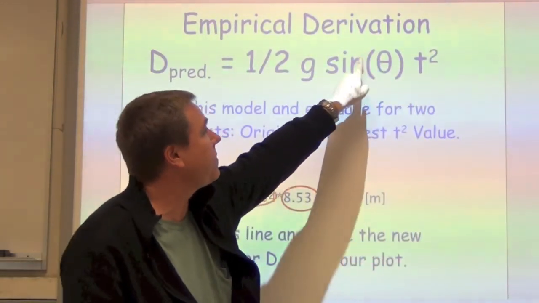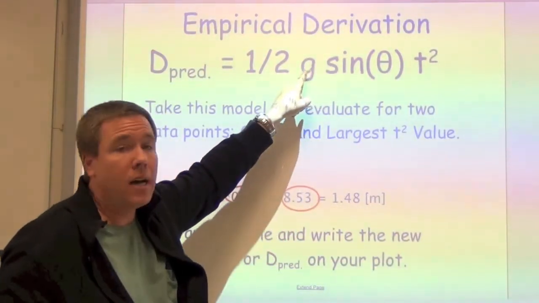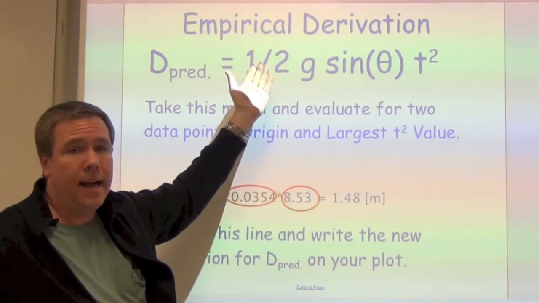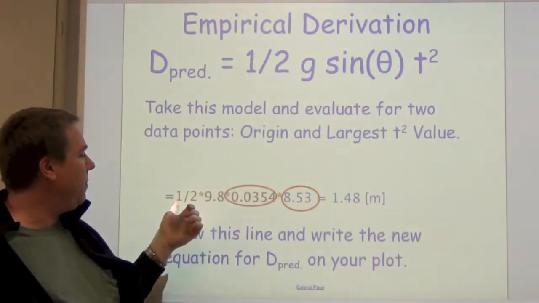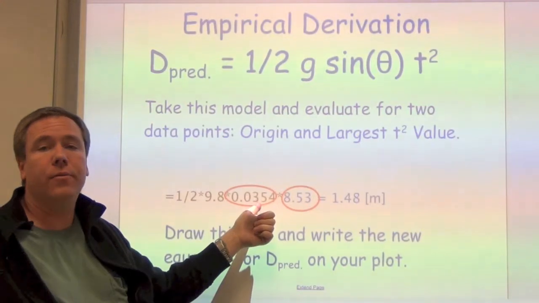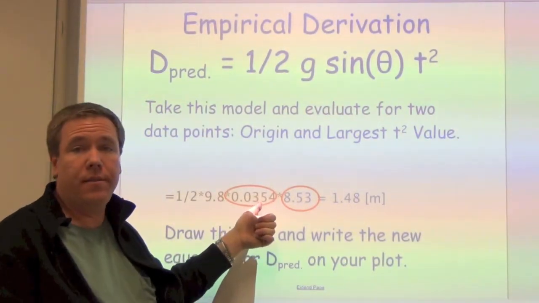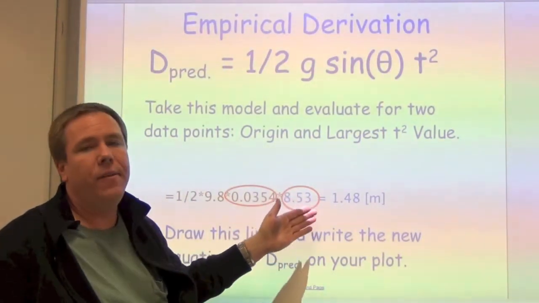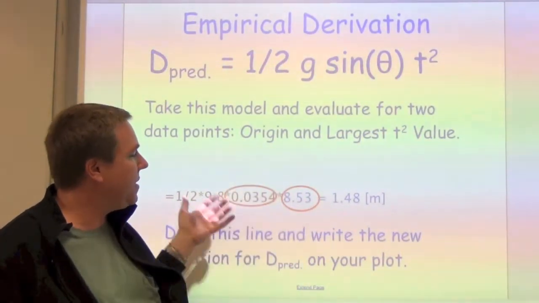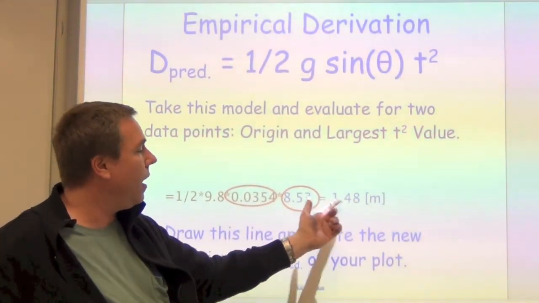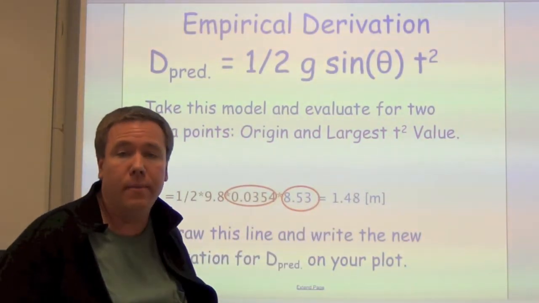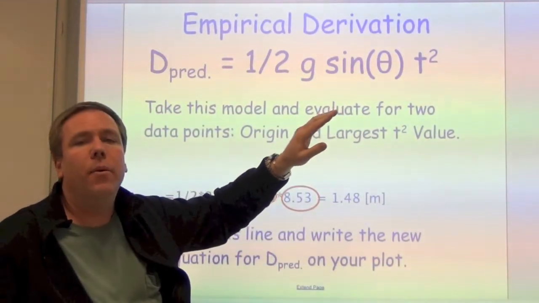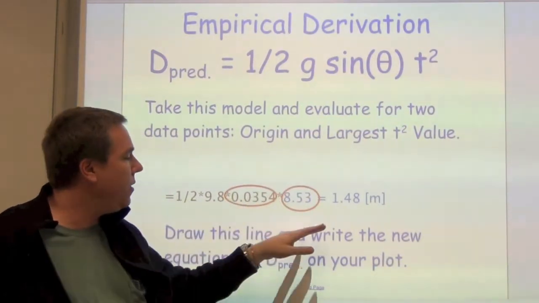Plug that in here, use your sine theta, use 9.8 for g, meters per second squared, and then cut it in half. When I do my sample, 1/2 times 9.8 times my value for sine theta, 0.0354, multiplied by my value for t squared, which was 8.53 seconds squared. I've suppressed the units here, I apologize, but my product gives me almost 1.5 meters. So draw this line using that new data point with t squared and d, and then the origin.